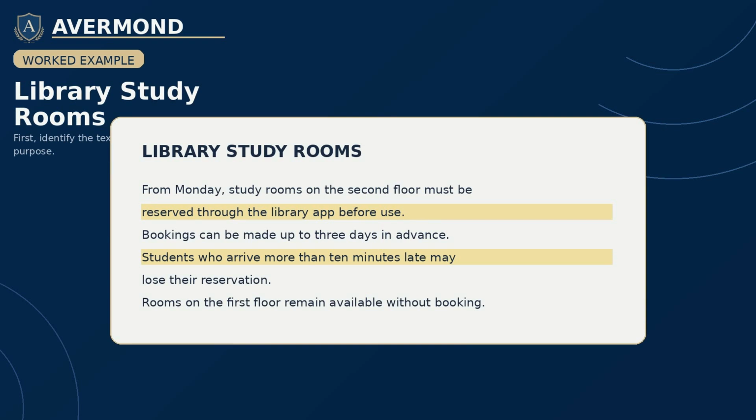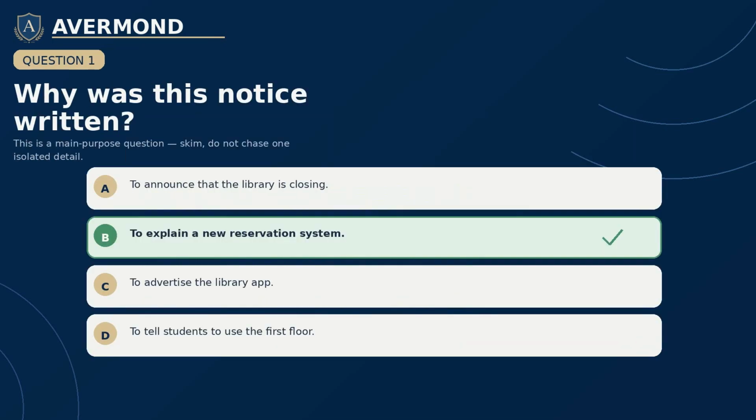Question 1. Why was this notice written? A. To announce that the library is closing. B. To explain a new reservation system. C. To advertise the library app. D. To tell students to use the first floor. The best answer is B. Several details are mentioned, but the main purpose is to explain that second-floor study rooms now require reservations.